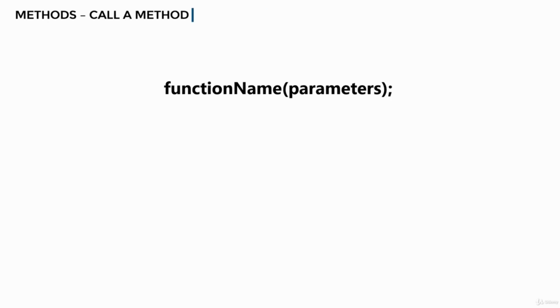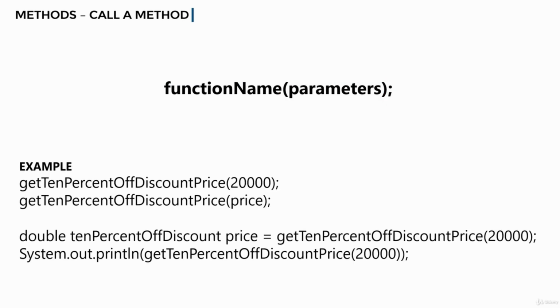To call a method in Java, write the method's name first, followed by parentheses with the parameters, if there is any, and a semicolon. In the case of get 10% off discount price, we can use 20,000 directly as an input, or we could use a variable name like price.